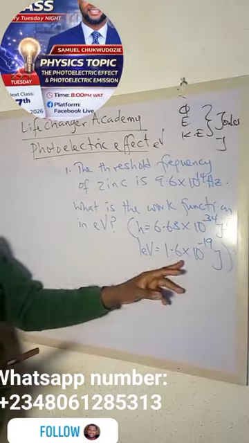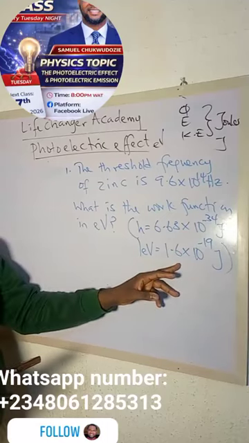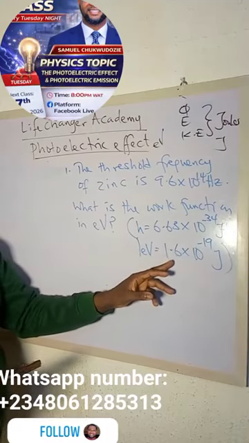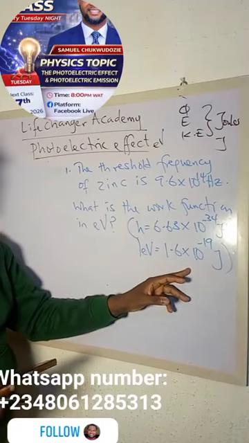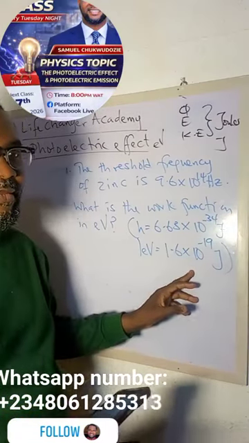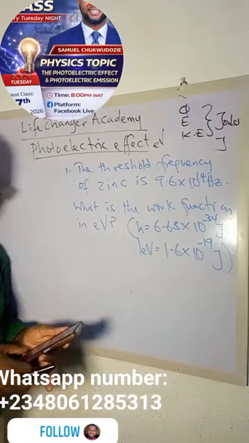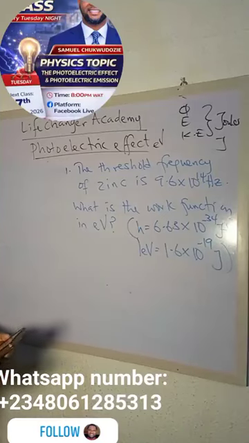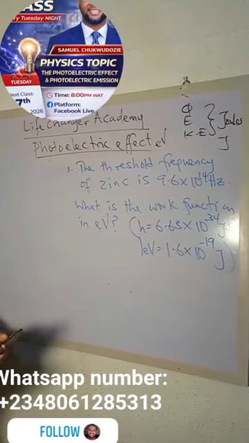And this is the relationship between joules and electron volts. 1 electron volt is equal to 1.6 times 10 to the power minus 19 joules.